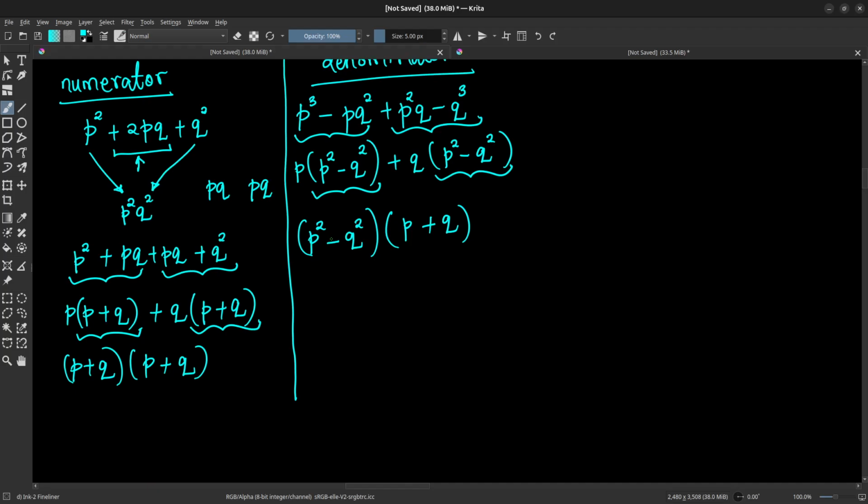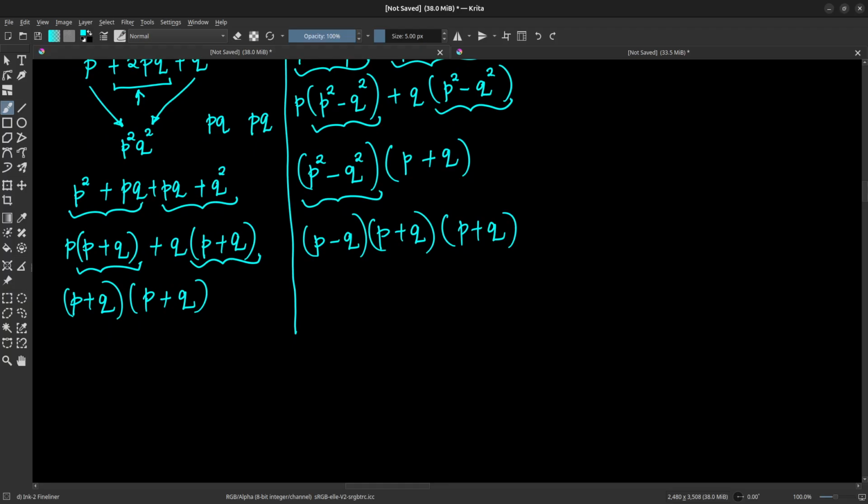Now, p squared minus q squared is the difference of two squares. So I'm specifically talking about this part, we can write it as p minus q times p plus q, since it is the difference of two squares, and then we still have this last p plus q. So this is the complete simplification of the denominator.